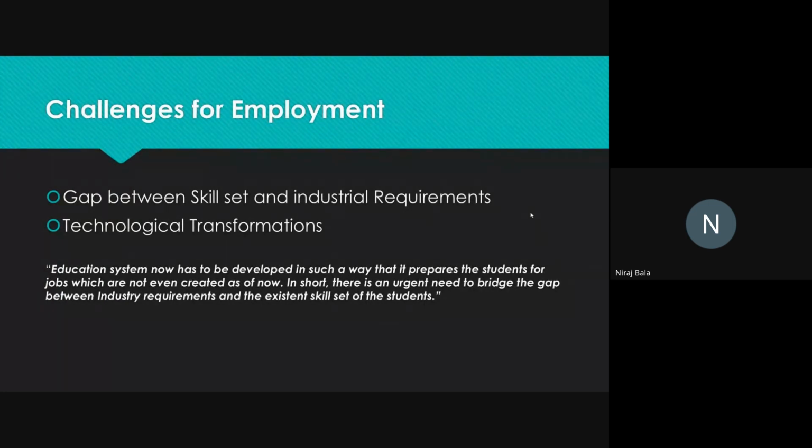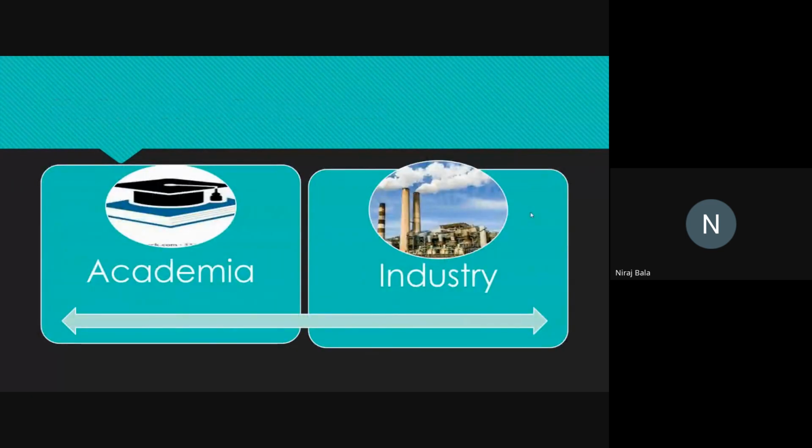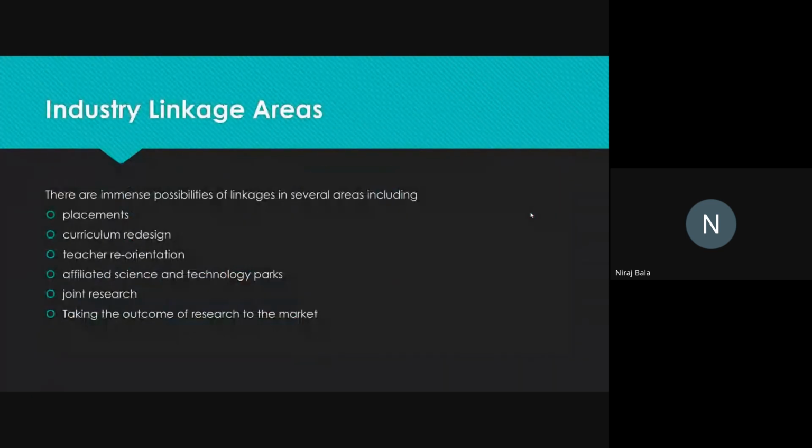There is a requirement of technological transformations. If there is time, in the end, I will be telling you something about the latest technological transformations which are taking place. So our education system has to be developed in such a way that it prepares the students for the jobs which are not even created. Technological transformations here means we need to prepare our students for the future jobs, which are the future requirements of the industry. So moving forward, let us see which are the areas where the industry linkages can be there.